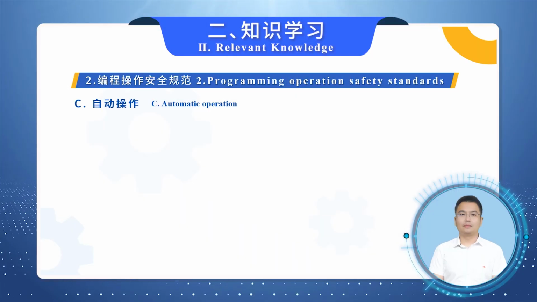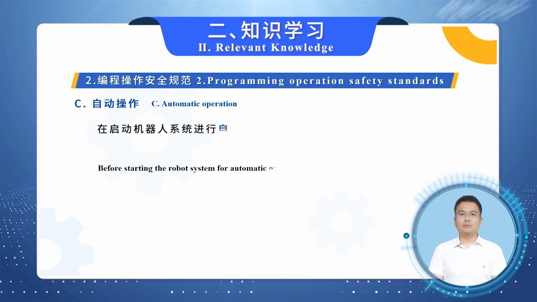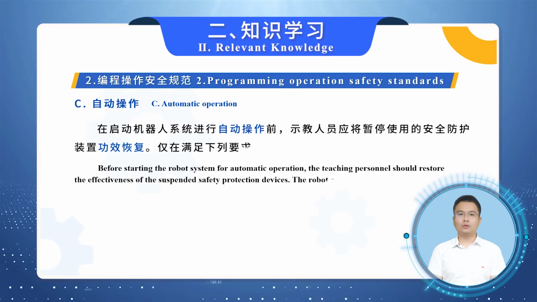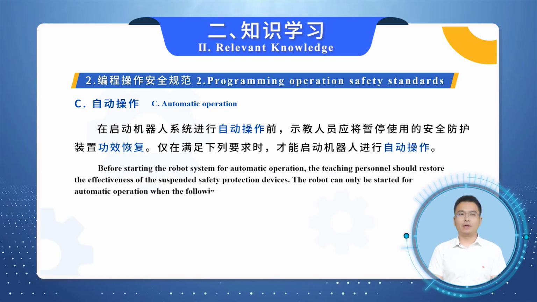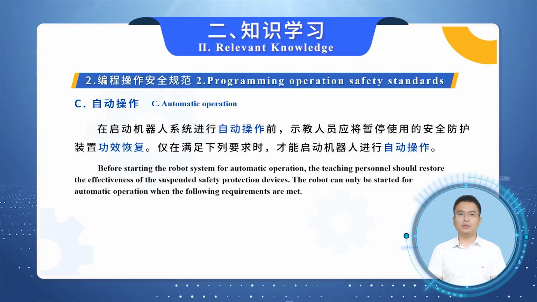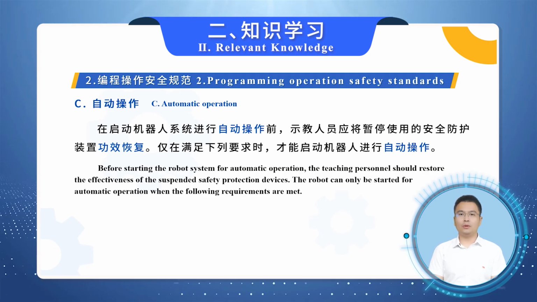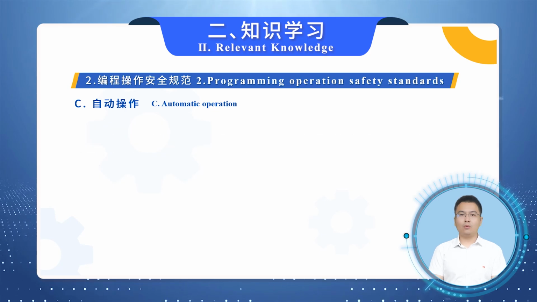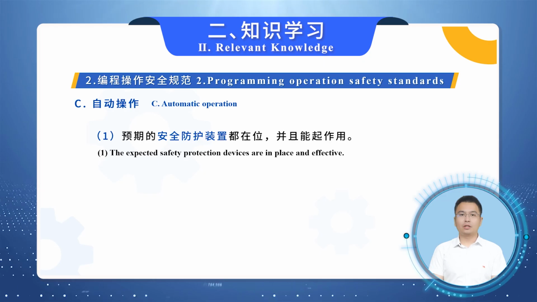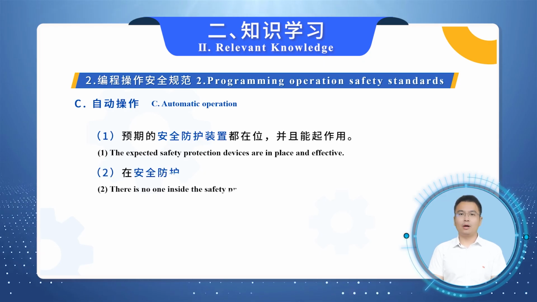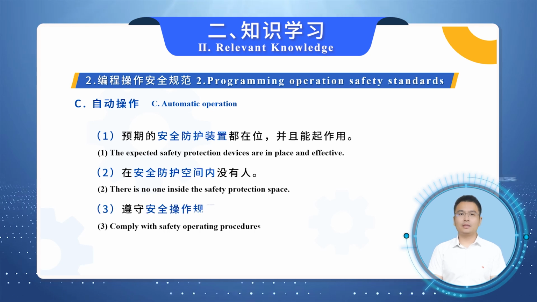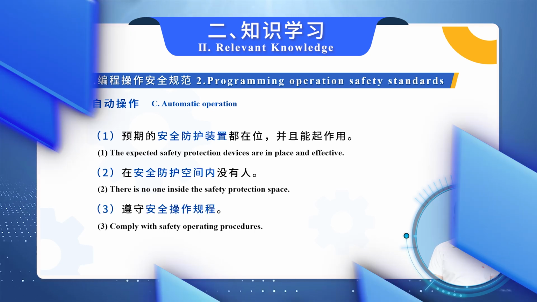3. Automatic operation. Before starting the robot system for automatic operation, teaching personnel should restore the functions of the safety protection devices that were temporarily disabled. The robot can only be started for automatic operation when the following requirements are met. 1. All expected safety protection devices are in place and functional. 2. No one is in the safety protection space. 3. Safety operating procedures are followed.